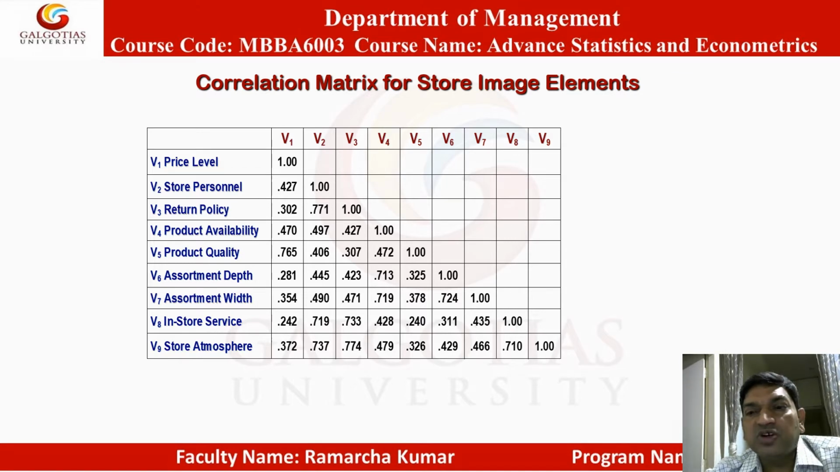If you look at the correlation matrix, the diagonal elements are all 1, which means the correlation of a variable with itself is by definition 1. If you look at the lower triangle matrix, all the elements below the diagonal are mentioned, and the upper values are left blank because the values will be the same. So the correlation between V1 and V2 will be the same as between V2 and V1.